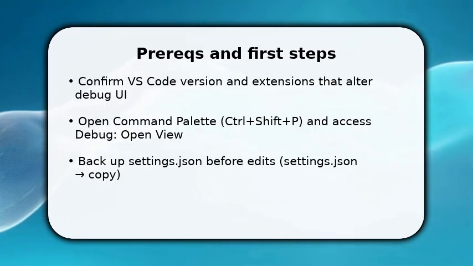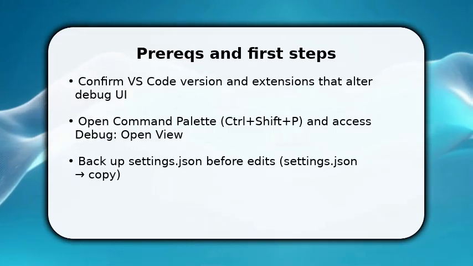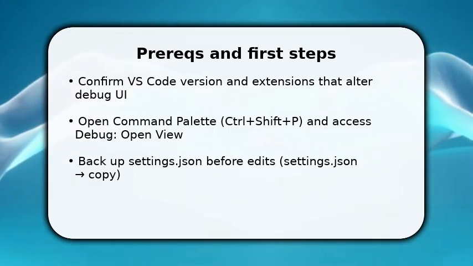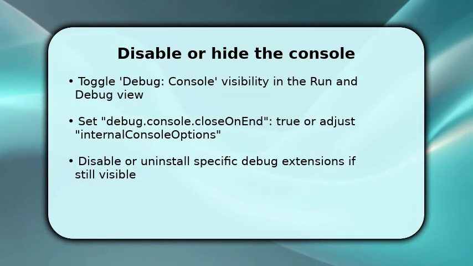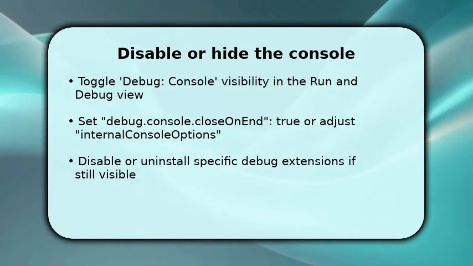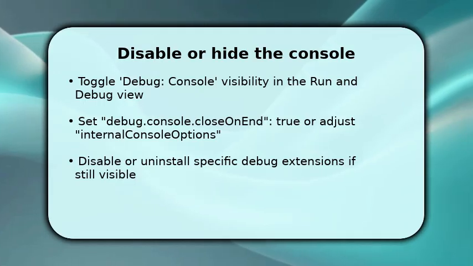You're not only opening panels, you're preparing to edit the settings that control the debug console visibility and behavior, which is faster than uninstalling extensions cold. Now take action. In the Run and Debug view, use the panel options to hide the debug console. This is the quickest toggle.